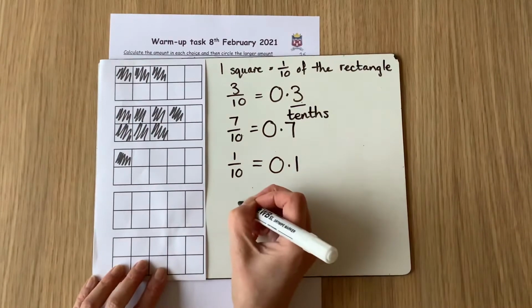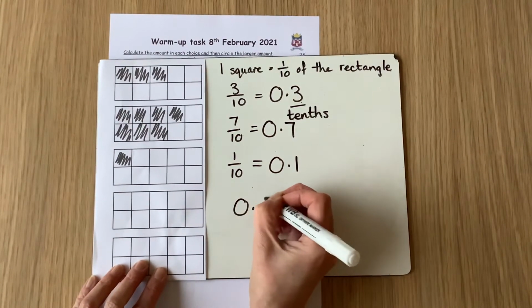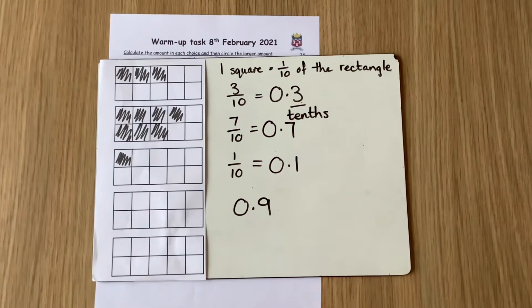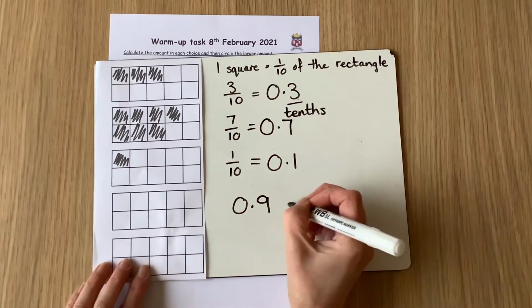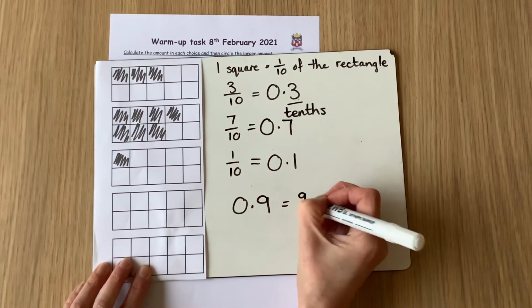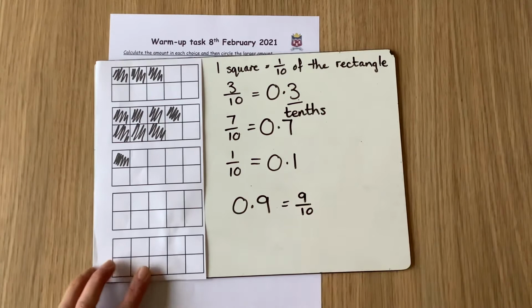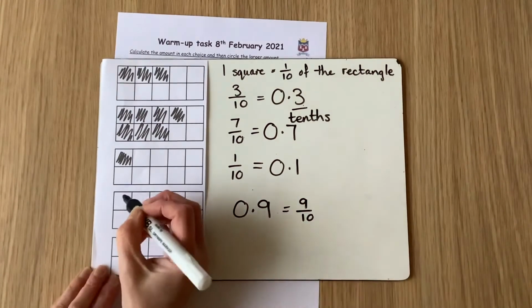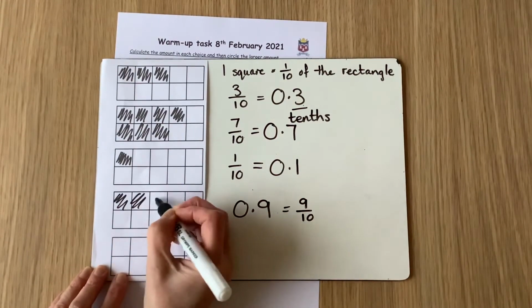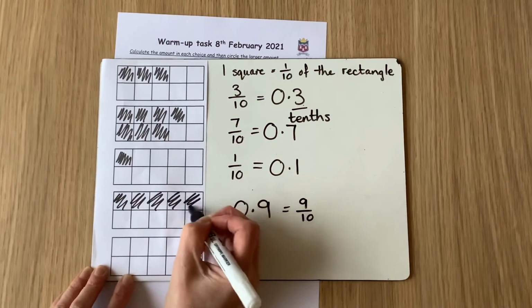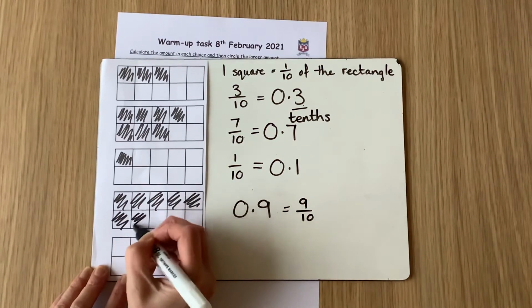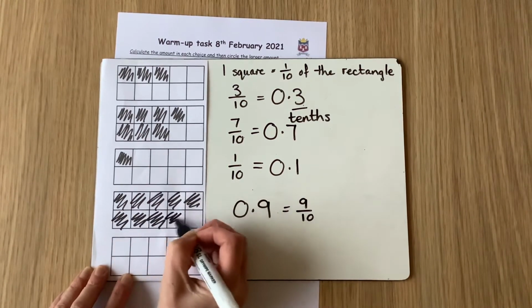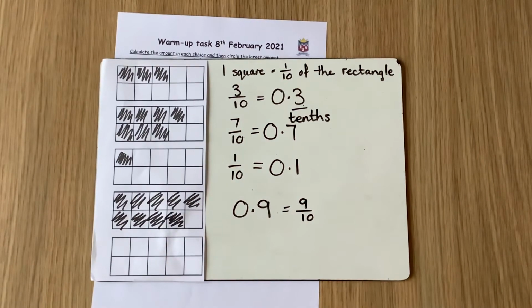If I had to colour in 0.9, what would you do then? If I said to you, go and colour in 0.9, well, hopefully you would think, well, 0.9, that just means 9 out of the 10 parts. So hopefully what you would do would be go and colour in 9 out of those 10 parts, because if you've coloured in 9 out of the 10 parts, you've coloured in 0.9.